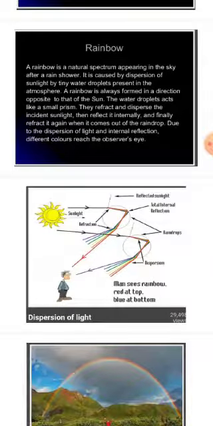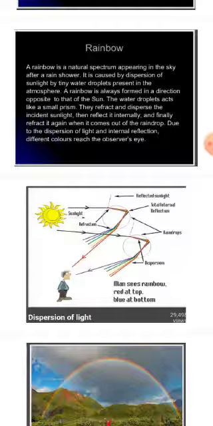Now you can go through rainbow. Rainbow is a natural dispersion process and it occurs in the sky after a rain shower during daytime. It is caused by dispersion of sunlight by tiny water droplets present in the atmosphere. A rainbow is always formed in a direction opposite to that of the sun. The water droplets act like small glass prisms.